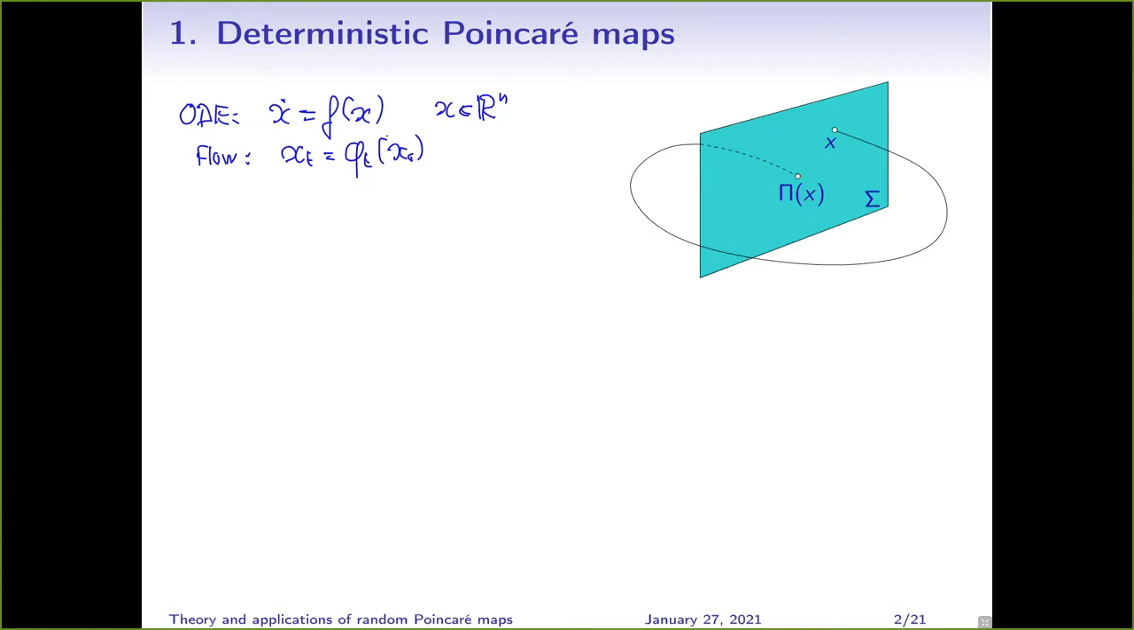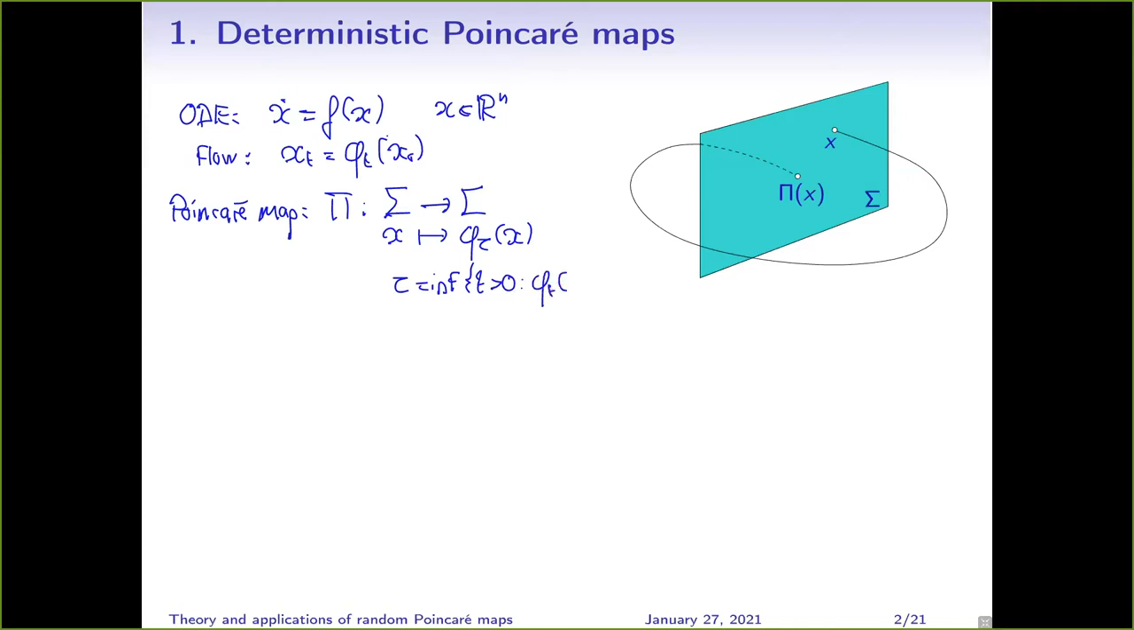And let's assume I have a surface or a piece of a plane which is transverse to the flow. Then I start at some point x on the surface, and I wait until the flow brings me back to the surface, which can be a different point or the same point, and I call this the image of x under the Poincaré map. So my Poincaré map will be a map, let's call it pi, going from sigma, or maybe a subset of sigma, to sigma. It maps a point x on the surface to phi tau of x, where tau is the return time. So it's the first strictly positive time such that phi t of x is again in sigma.